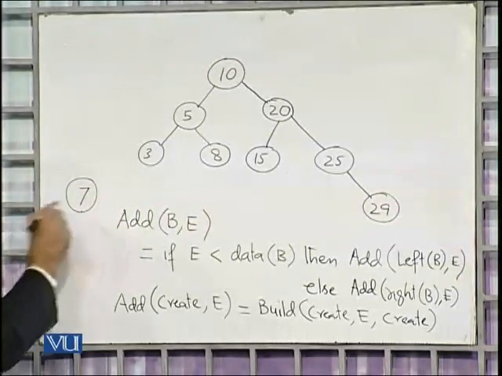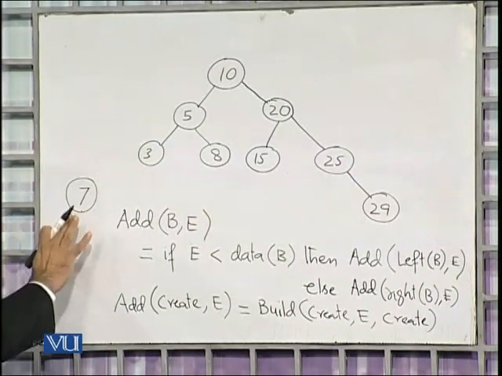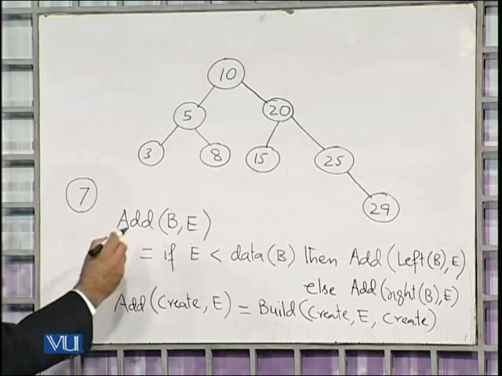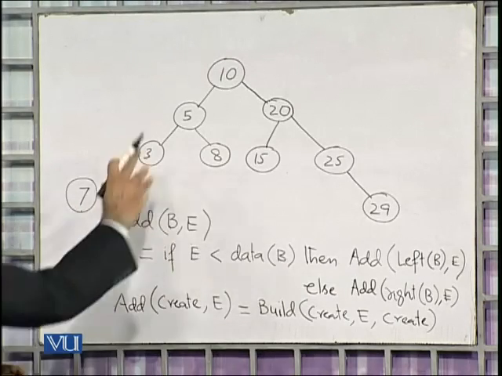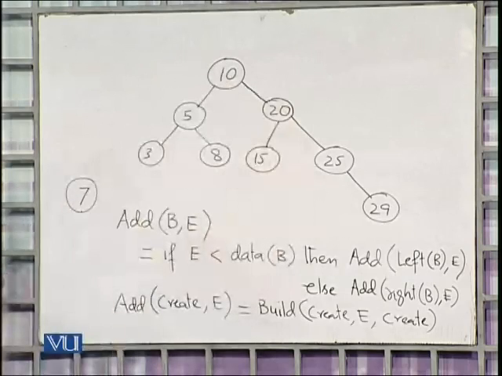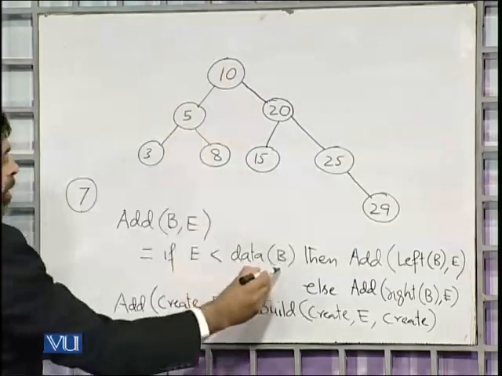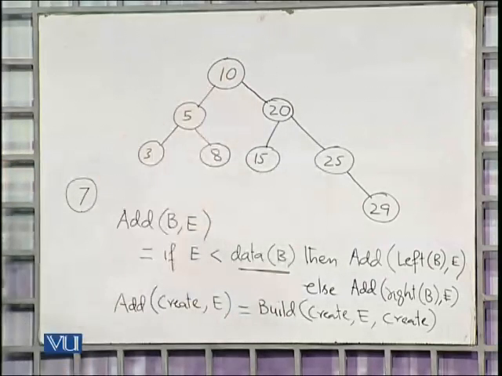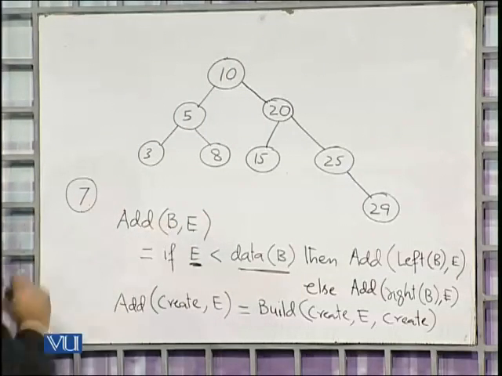So I need to add this data with this 7 there. So my tree is a tree which is not empty. This is the tree that I have. So I go here and I compare it with the data at the root node. And since this E is 7, so I will go to the left.